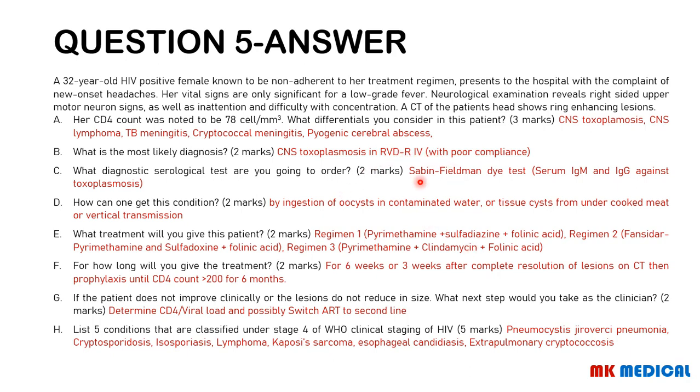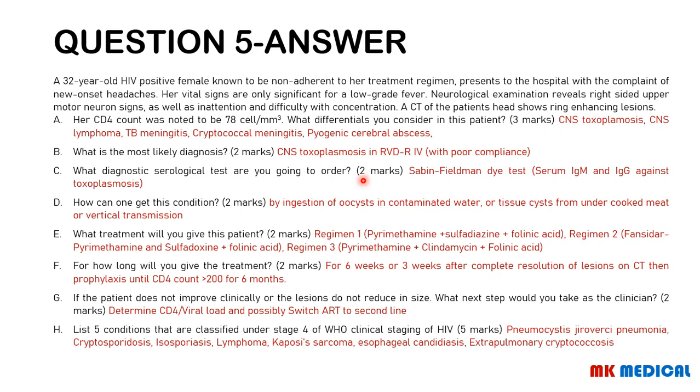The serological test is known as the Sabin-Feldman dye test, which of course checks for serum IgM or IgG against toxoplasmosis. So you can simply call this a toxoplasmosis antibody test. Now, how can one get this condition? It's gotten through the ingestion of oocysts in contaminated water or contaminated foods with cat feces. Then, of course, you can also get it from tissue cysts from eating undercooked meat, and in some cases from vertical transmission from mother to child.